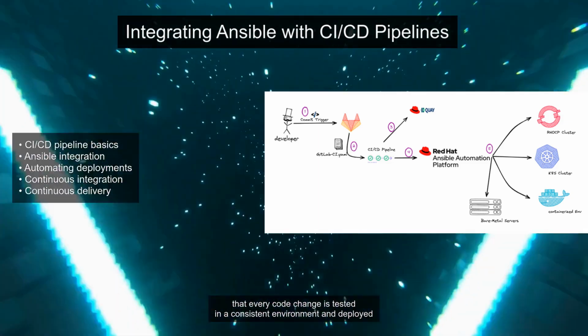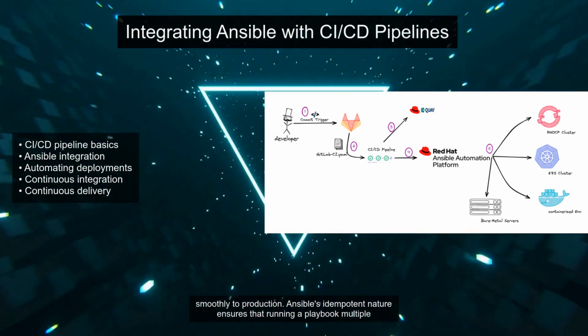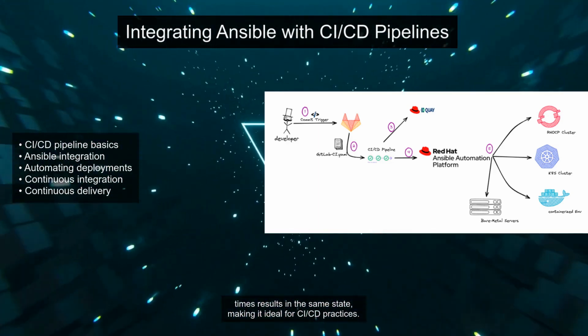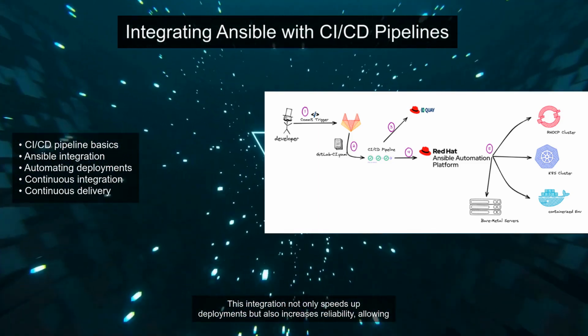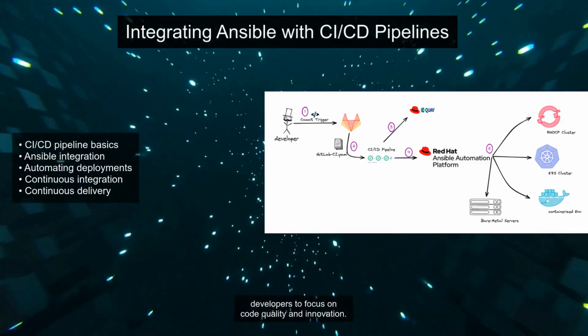This ensures that every code change is tested in a consistent environment and deployed smoothly to production. Ansible's idempotent nature ensures that running a playbook multiple times results in the same state, making it ideal for CI/CD practices. This integration not only speeds up deployments but also increases reliability, allowing developers to focus on code quality and innovation.